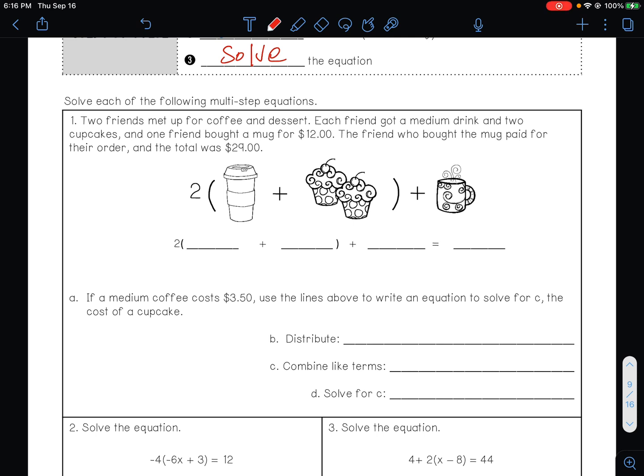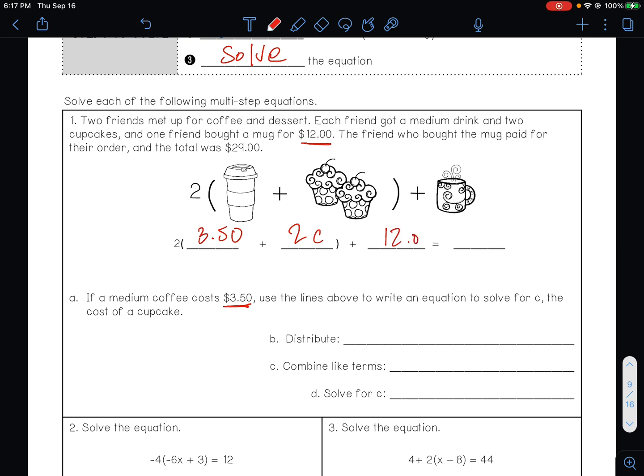Meeting for coffee. So if a medium coffee costs $3.50, use the lines above to write an equation to solve for C, the cost of a cupcake. So the cost of a cupcake is C. Now, here is the cupcake. We have 2 of them, so that's not just C, that's 2C. A medium coffee is $3.50. Let's go ahead and write 3.50. So that's $3.50, plus those 2 cupcakes, plus the mug, which according to up here costs $12.